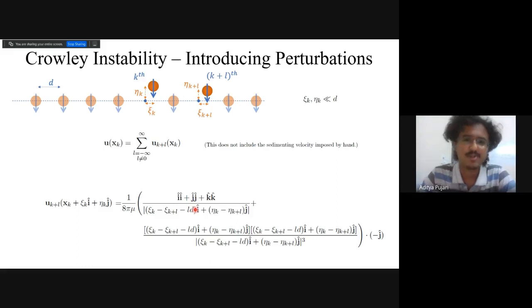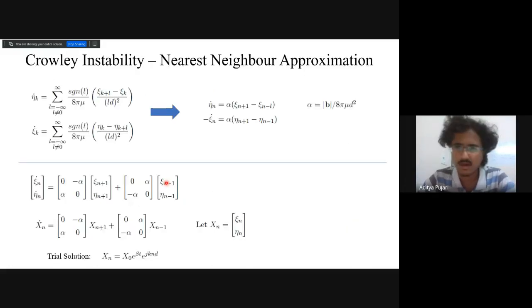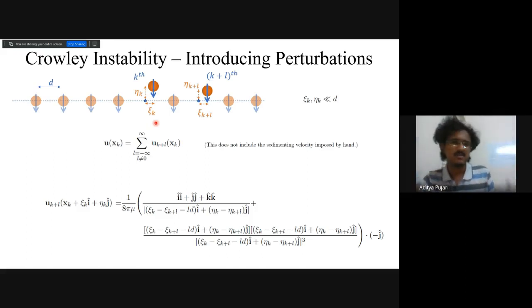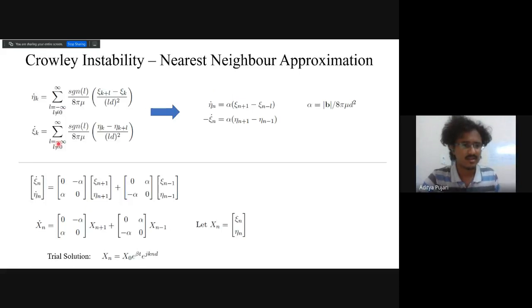Now, if I introduce the perturbations and carry out the same exercise, this superposition equation essentially remains the same. And if I put in the velocities and do some algebra, which I will skip, we end up with these two expressions for the rate of evolution of the perturbations. I forgot to mention here that eta and xi are the perturbations in the y and the x direction respectively. So how those two evolve with respect to time, that is what I get with these two equations.